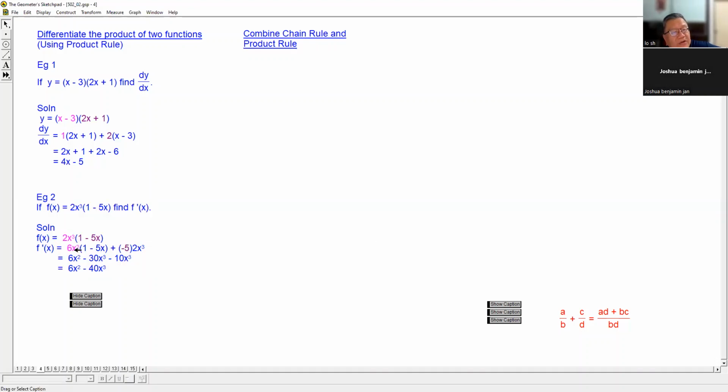This one. Pink color, you differentiate. The brown color, you copy down the same. Plus brown color, you differentiate. Pink color, you copy down the same. Then you expand and simplify, you get the answer.